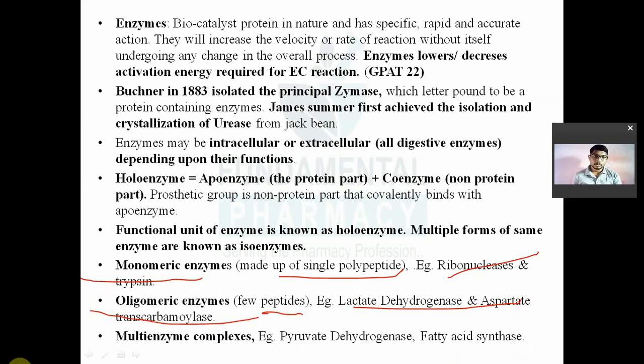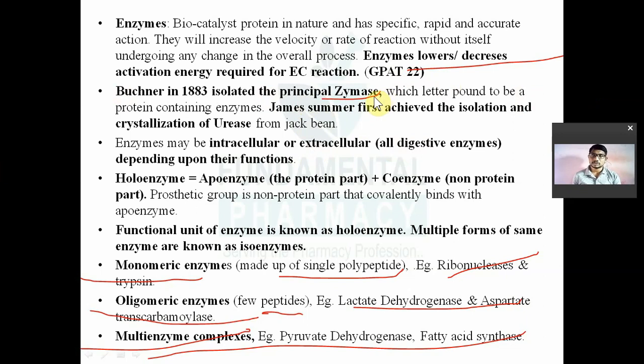Okay. Now multi-enzyme complexes. Multi-enzyme complexes means what? So if two or more enzymes are joining together to perform a specific function step by step, they are known as multi-enzyme complexes. For example, pyruvate dehydrogenase and fatty acid synthetase. These are the examples of multi-enzyme complexes. So remember what is enzyme, what is the mechanism of action of enzyme. GPAT 2020 में ये भी क्वेश्चन था. उसके बाद में GPAT 2020 में सॉरी ये क्वेश्चन था जाइमेज का.